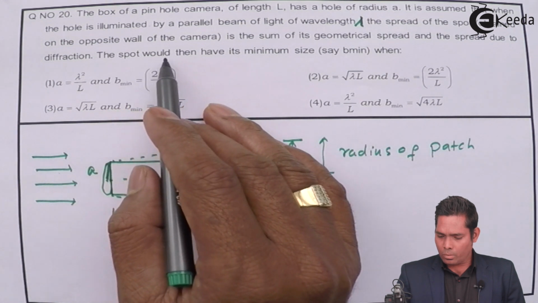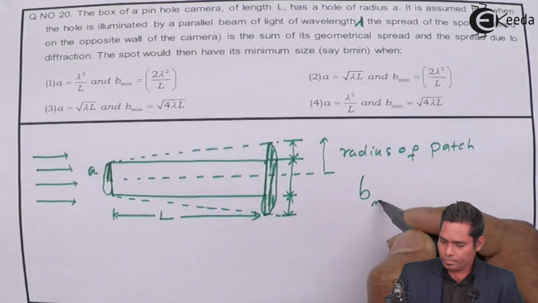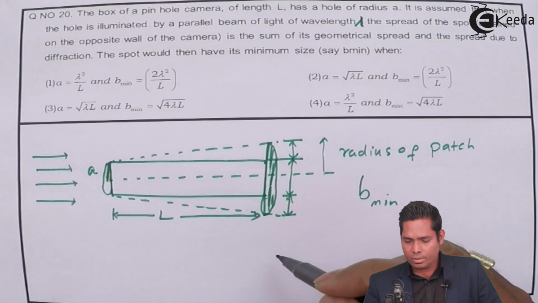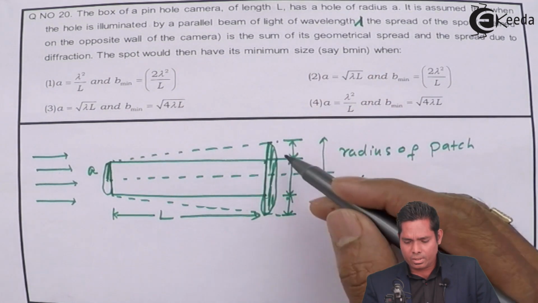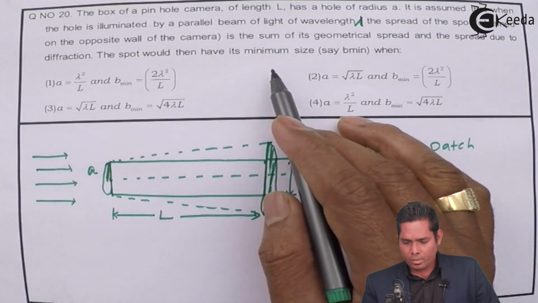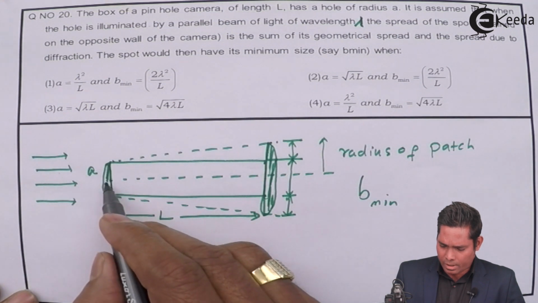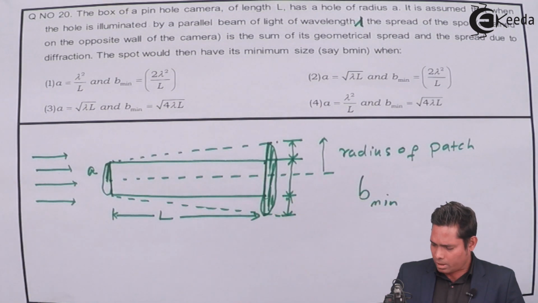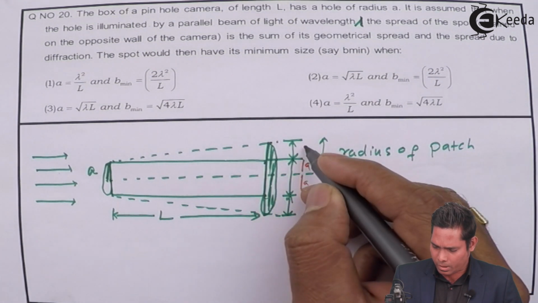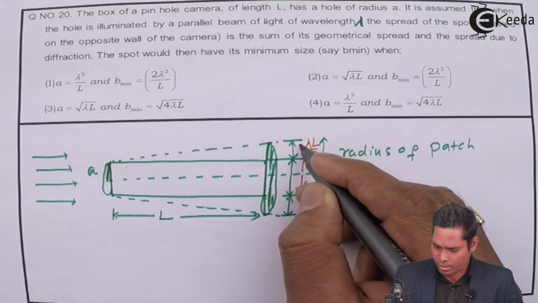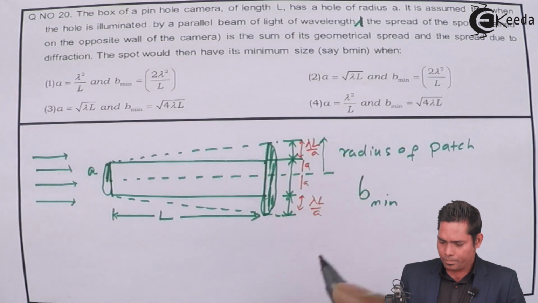The spot would have its minimum size. To find the minimum size, we have to find it. Now we know that if this is A, this distance is obviously A plus A, and this should be lambda L by A. This one should be lambda L by A. This one should be lambda L by A.